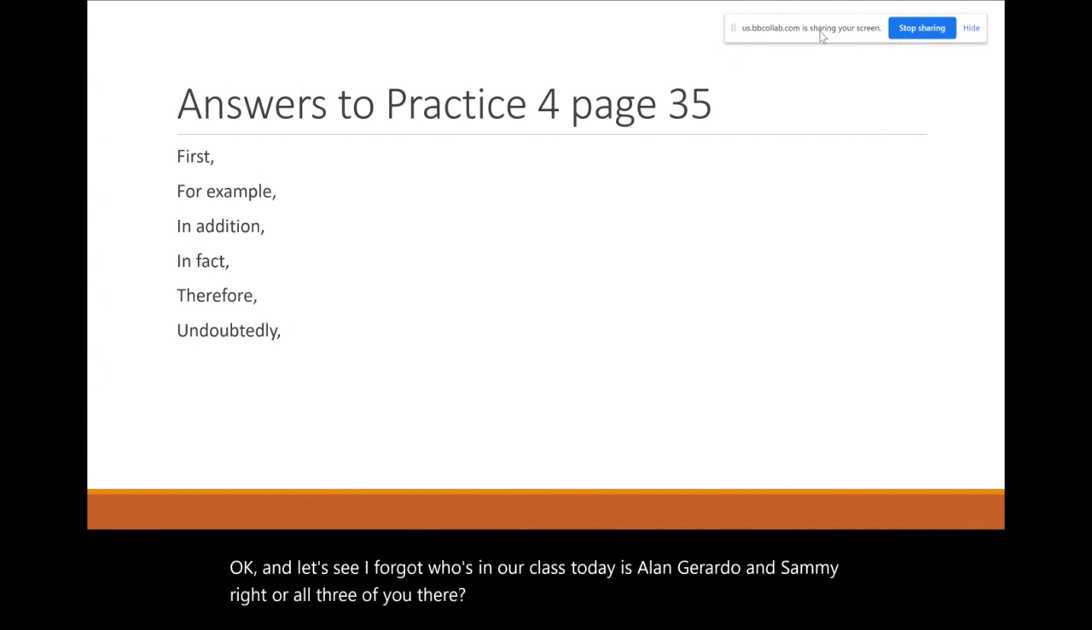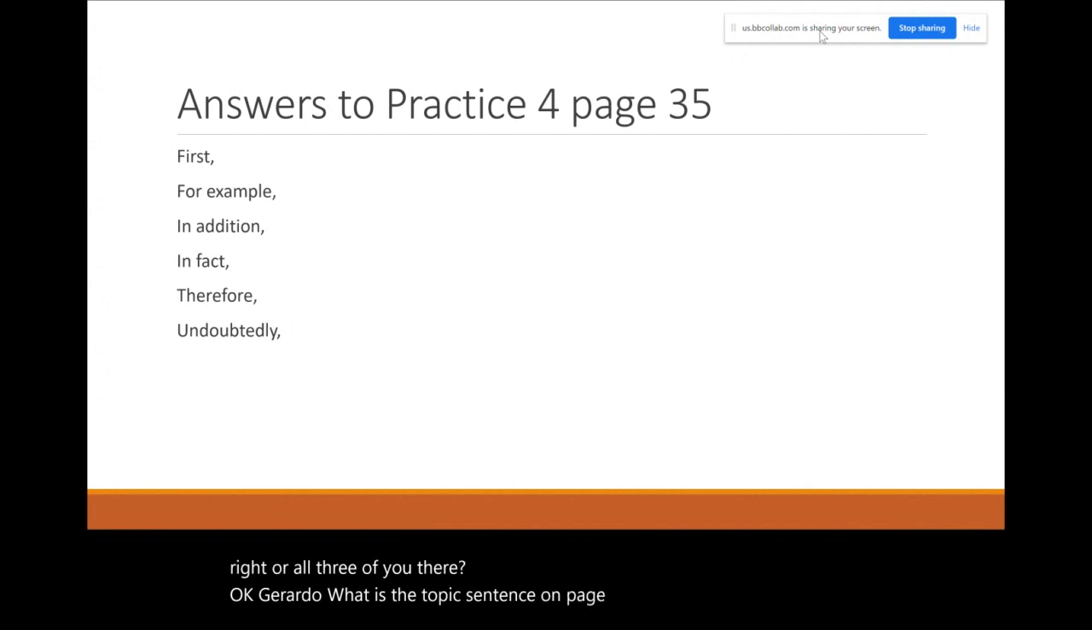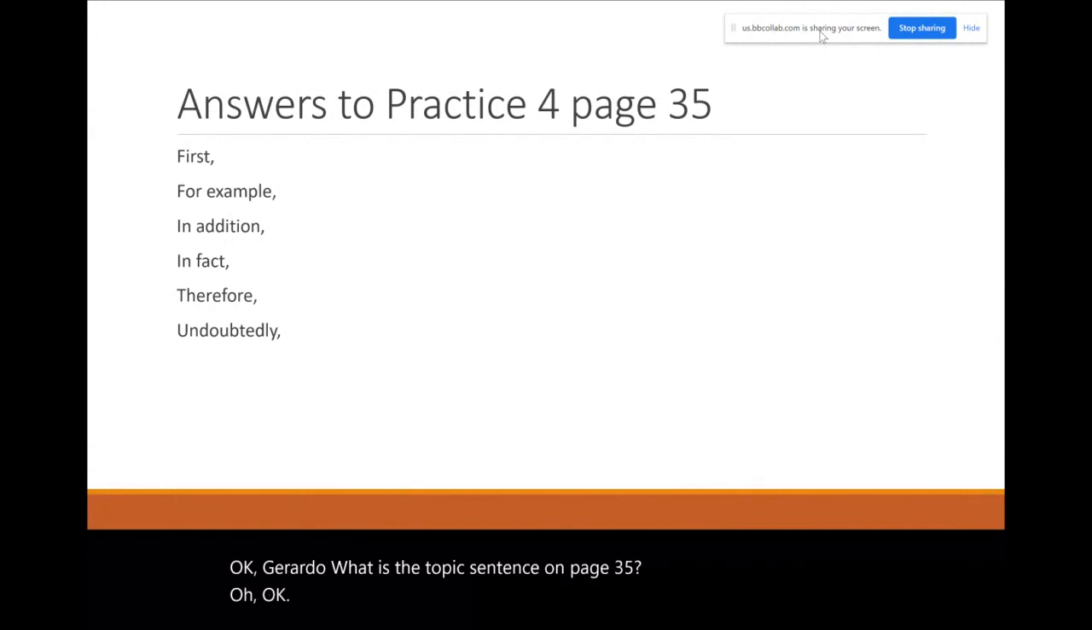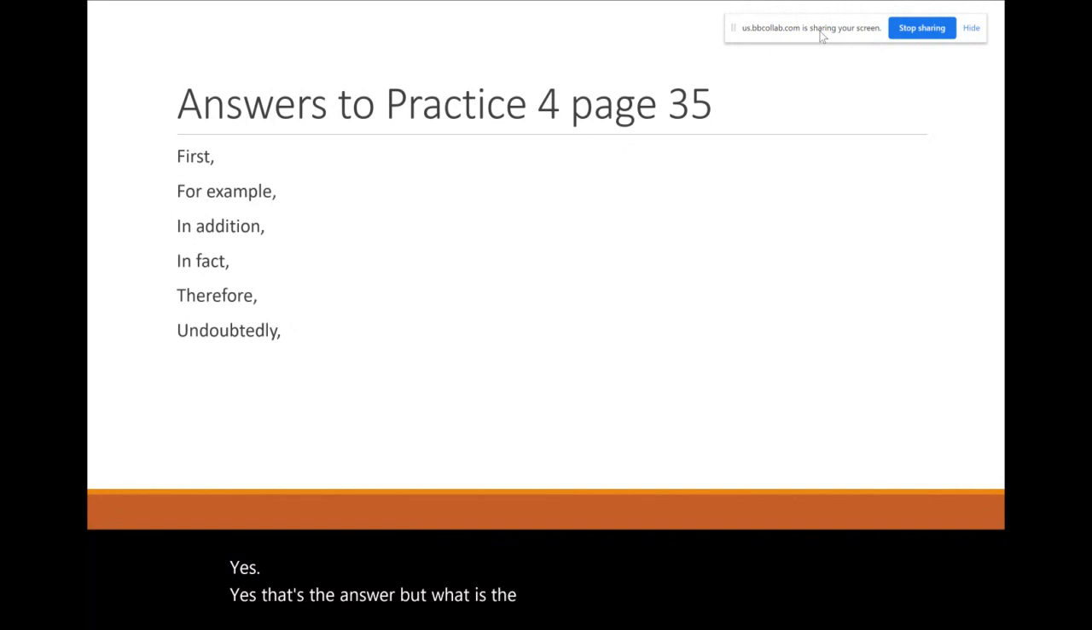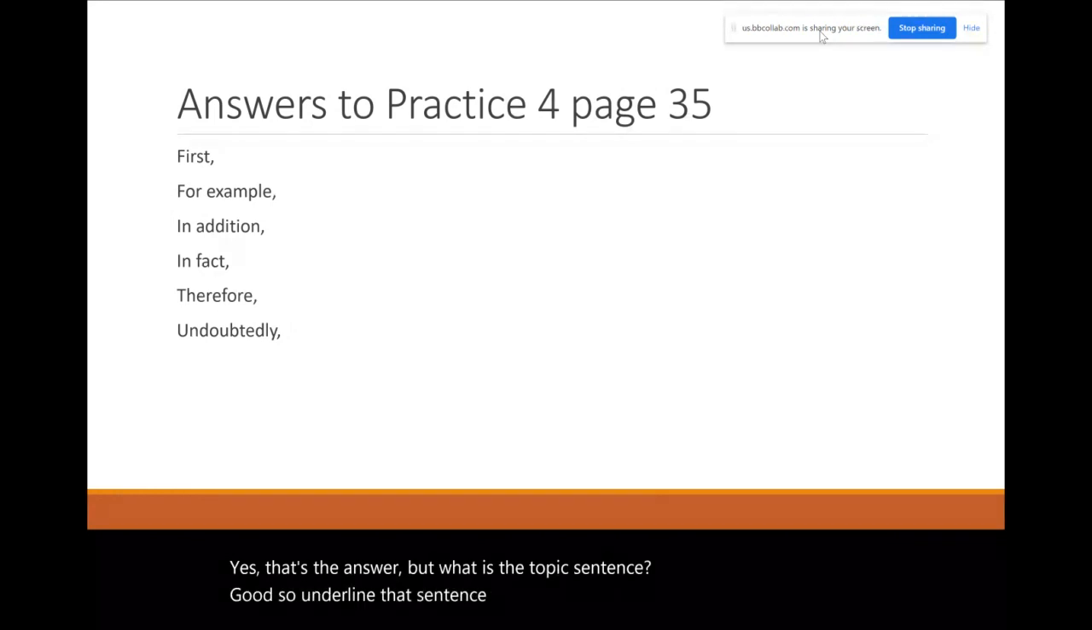Okay, Gerardo, what is the topic sentence on page 35? Let me find it, because my book is electronic. 35, you say, right? Yes. In the first space, I put first. Yes, that's the answer, but what is the topic sentence? The topic is computer technology is creating an unskilled labor force. Good. So underline that sentence and put TS, topic sentence.